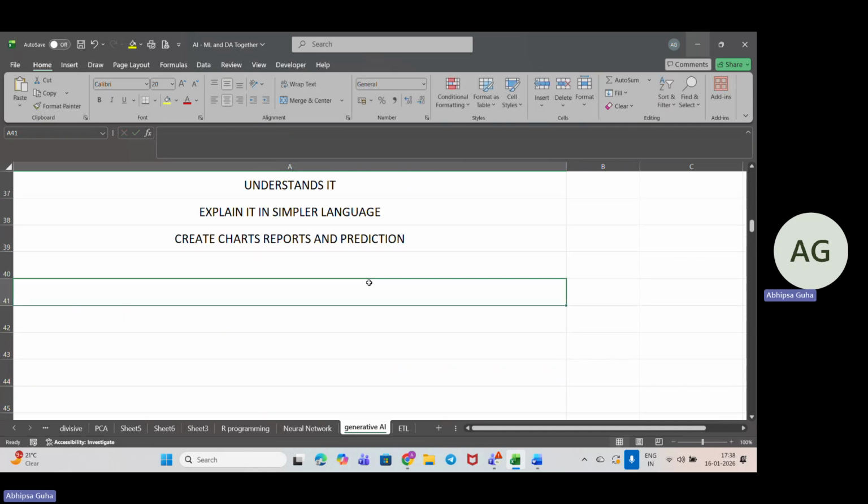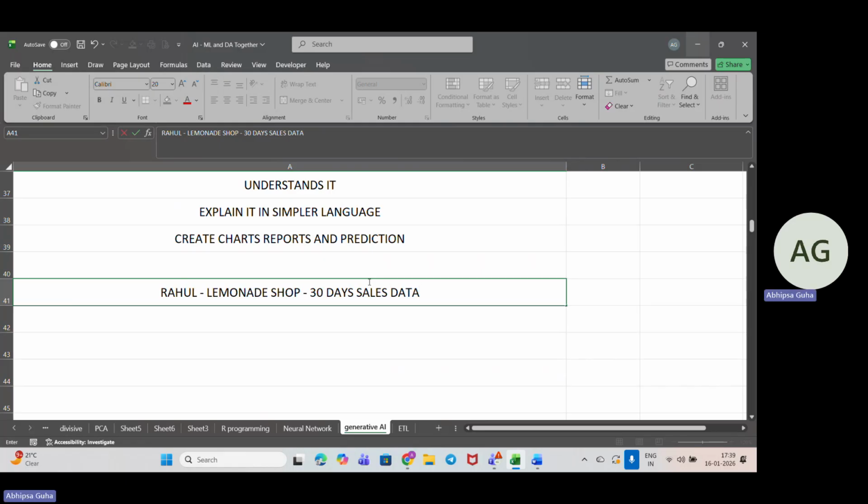Now we have to get some of the idea, so we'll take an example. Suppose a boy named Rahul owns a lemonade shop. Okay. Now he has sales data for 30 days. Okay. 30 days sales data he has.